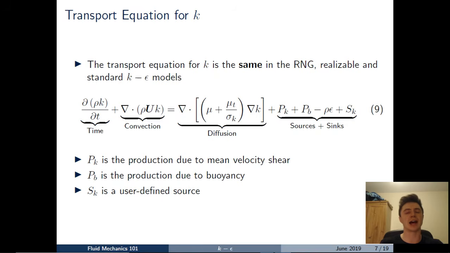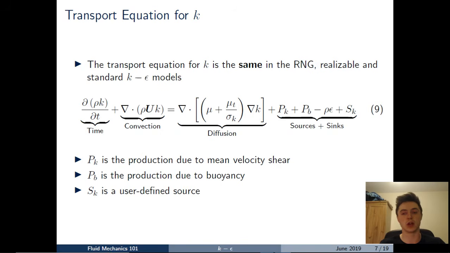So now let's go ahead and look at the equations in a bit more detail. What are the transport equations? Now, the transport equation for the turbulent kinetic energy k takes the same form in the RNG, realizable, and standard k-epsilon models. And the equation is given there in equation 9. On the left-hand side, as normal for transport equations, we have a time derivative and a convection of turbulent kinetic energy. And then on the right-hand side we have a diffusion of turbulent kinetic energy and sources and sinks of turbulent kinetic energy there.